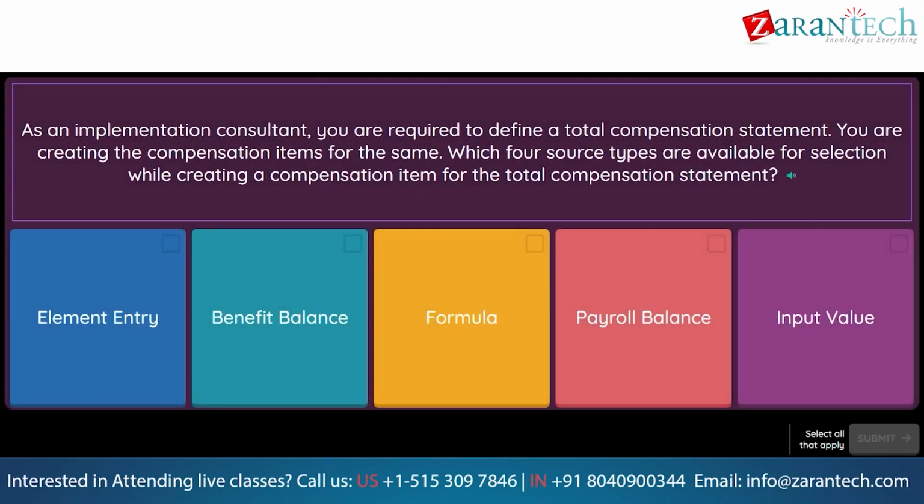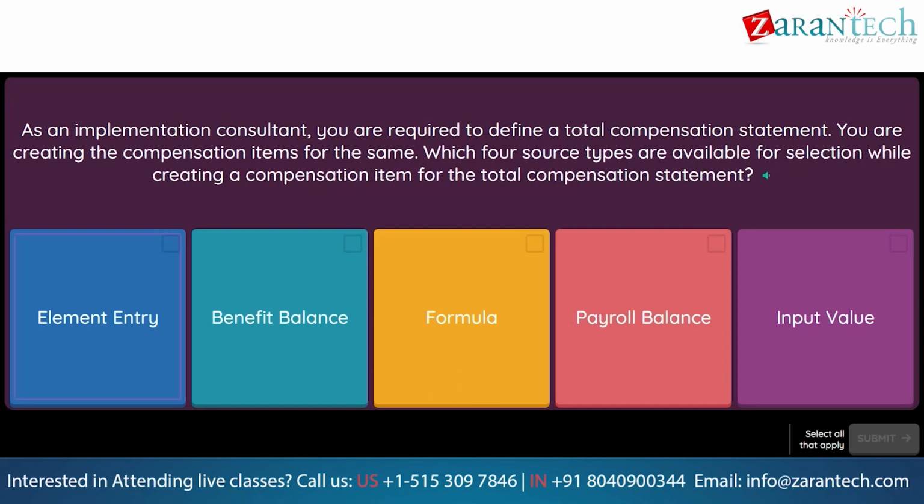Question: as an implementation consultant, you are required to define a total compensation statement. You are creating the compensation items for the same. Which 4 source types are available for selection while creating a compensation item for the total compensation statement? Option 1, element entry. Option 2, benefit balance. Option 3, formula. Option 4, payroll balance. Option 5, input value.